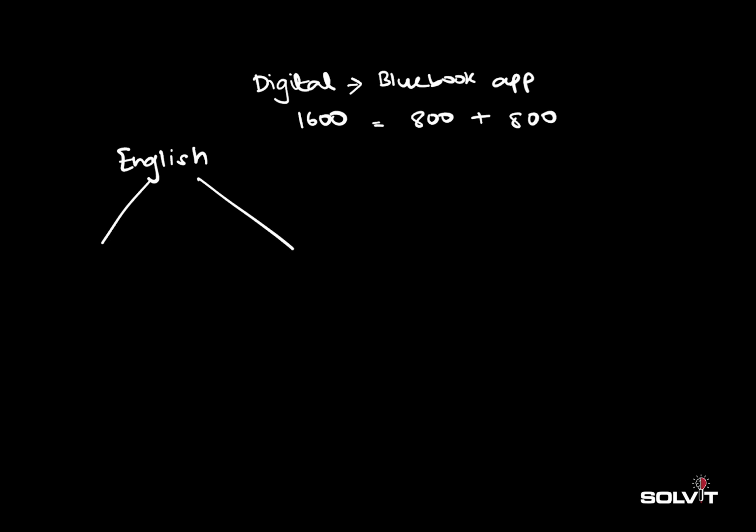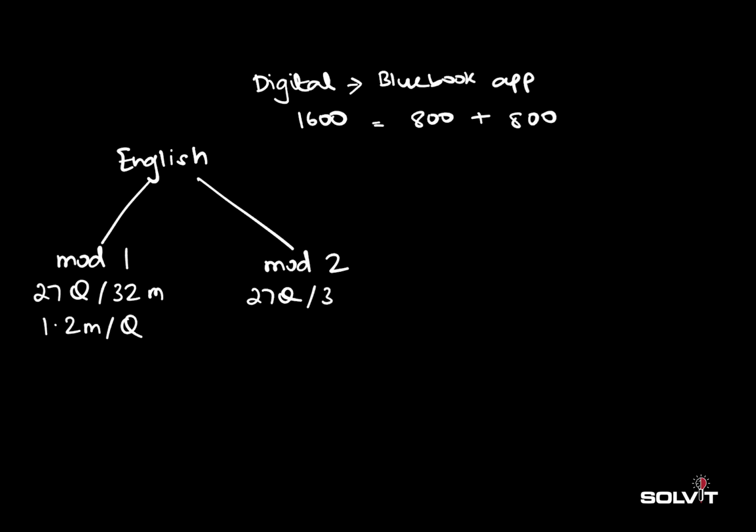Now, the English section has two modules, so Module 1 and Module 2. Module 1 has 27 questions and 32 minutes, giving you roughly 1.2 minutes per question. Module 2 is exactly the same, so 27 questions in 32 minutes, giving you roughly 1.2 minutes per question. Okay, so that's the English section.